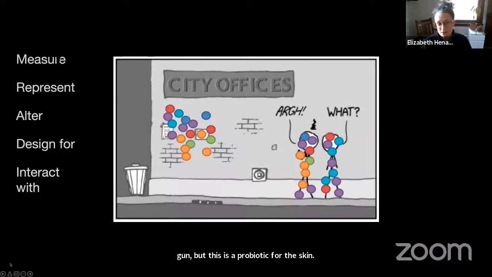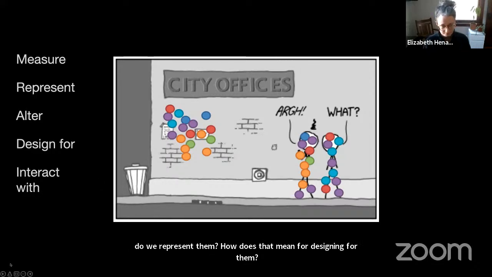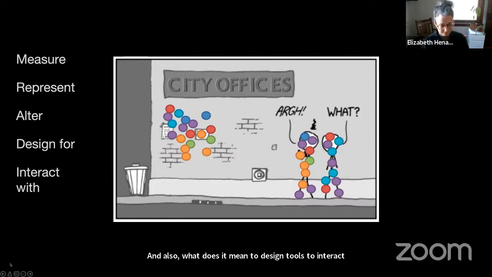As a summary, these are all the different steps that need to happen to be able to think about designing for microorganisms. This is an idea that we're going to keep coming back to over the course of the week: how do we measure things? How do we represent them? What does that mean for designing for them? And what does it mean to design tools to interact with them? Because unfortunately, we do always need tools to interact with these microorganisms, because we're not able to perceive them with our naked eye in most cases. In some cases we can.